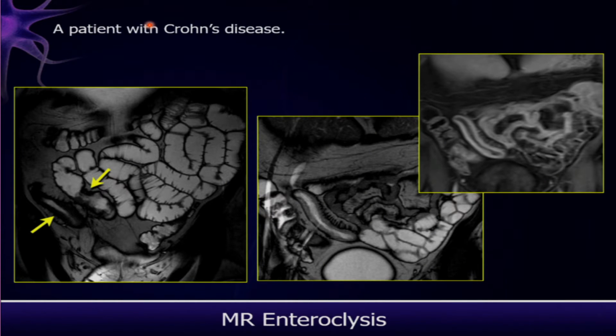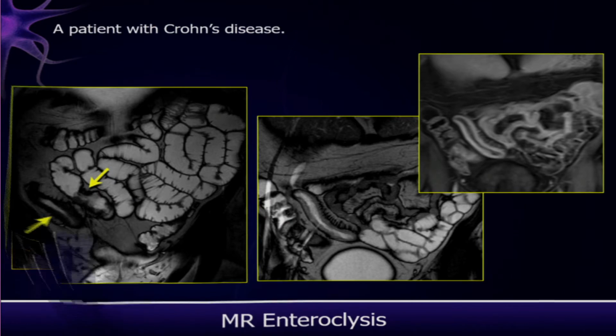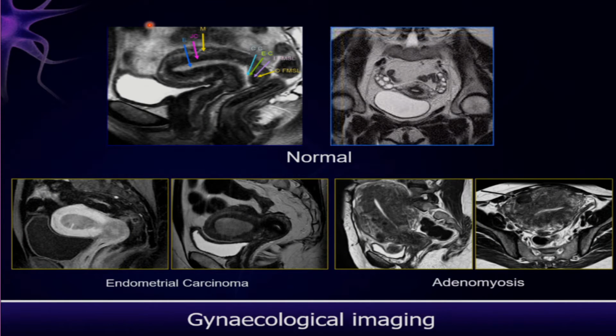Some images from MR enterography. On the left corner image, you can see the yellow arrow indicates two bowel loops showing loss of distensibility and mural thickening, and the middle one shows a long segment with mural thickening and mural enhancement, and the left-hand corner enhancing mucosa, that's the inflammatory bowel disease and active disease.